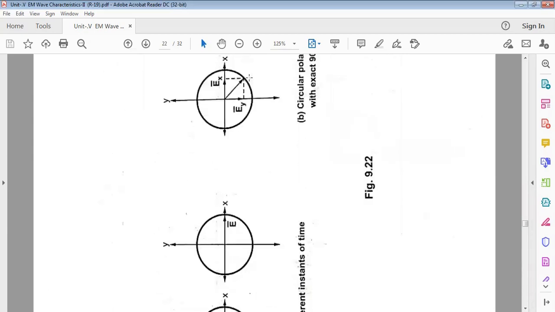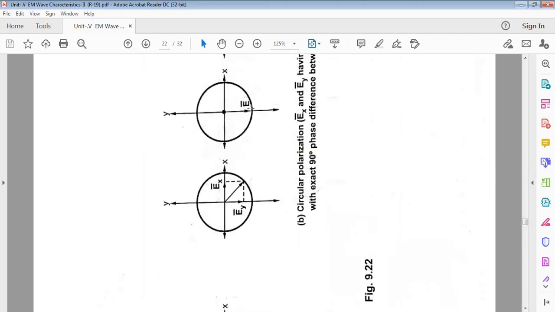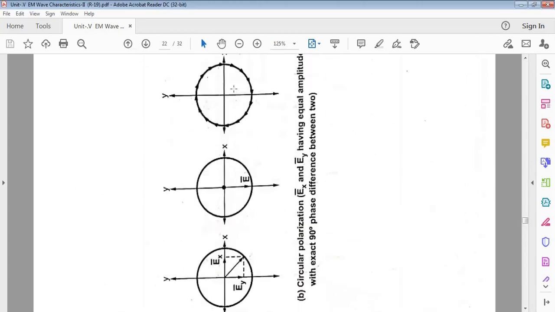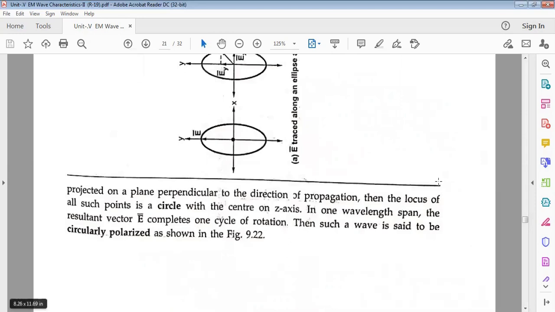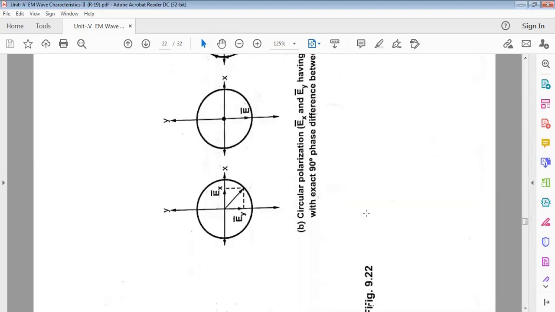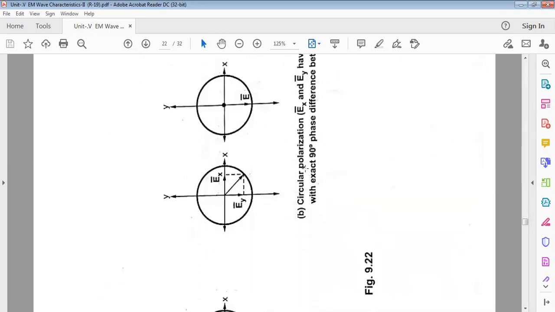Then again at 135 degrees between the Ex bar and the Ey bar, then 270 degrees. Then trace all the points: circular polarization has Ex and Ey with equal amplitudes and an exact 90 degrees phase difference between the two. It traces a circular polarization. This is in the clockwise direction.